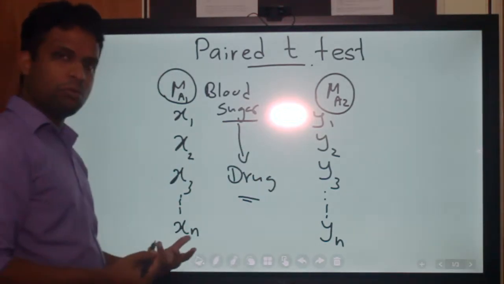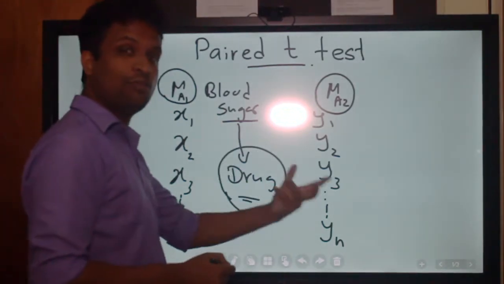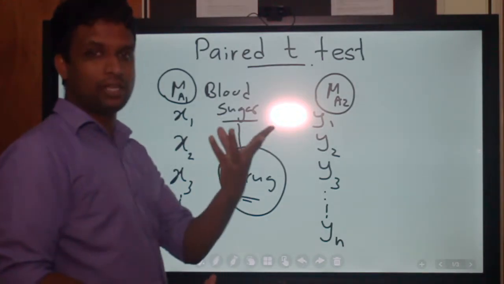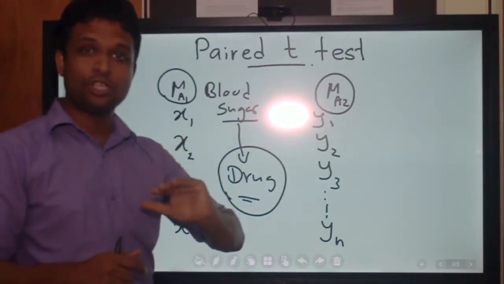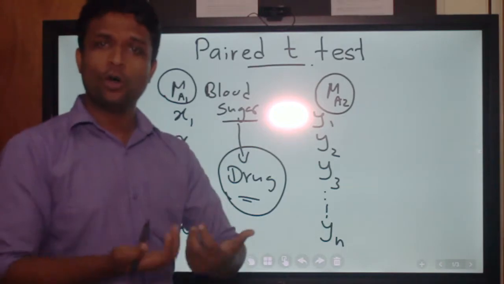Now we need to know whether there's an effect in this drug. This is a new drug, a product that we extracted from a plant. People say that this has hypoglycemic or blood sugar lowering effect. Now we are going to test whether there's a blood sugar lowering effect.